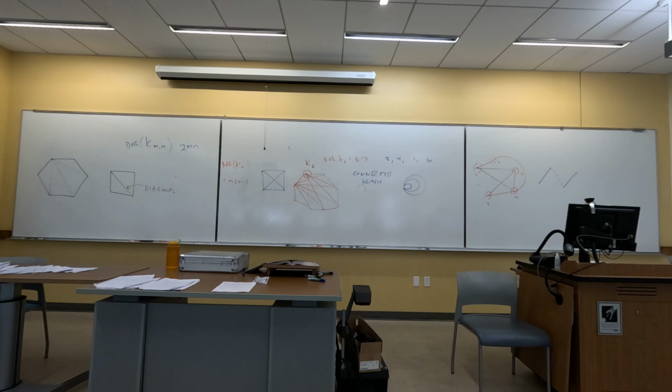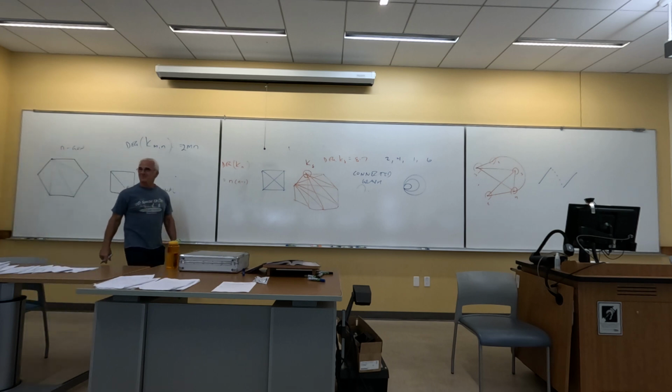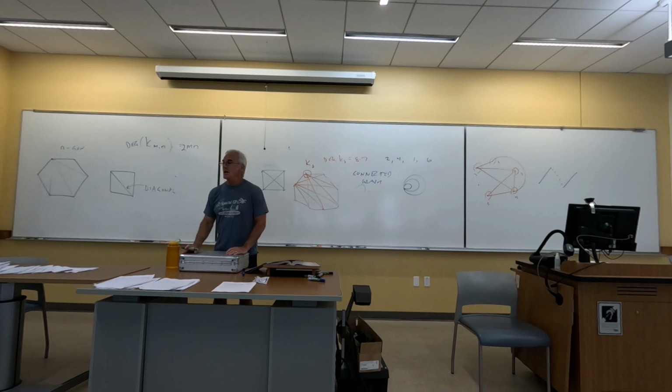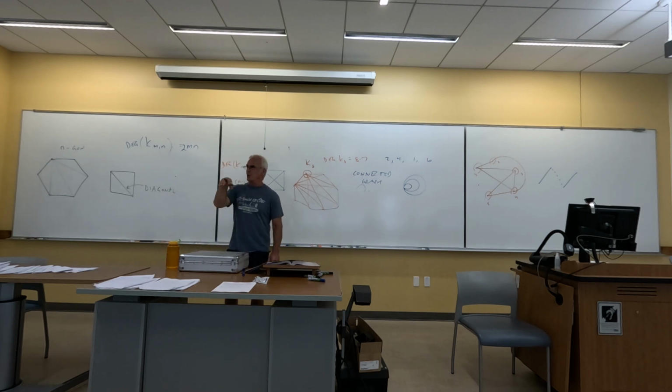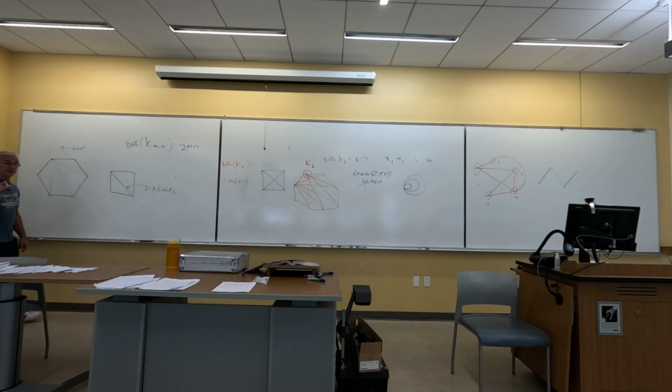Non-adjacent. So, in any, we'll call this an n-gon. That's what I like calling it. N being the number of sides, there can only be 2 adjacent vertices. Agreed? How many non-adjacent vertices are there in every n-gon with more than 3 sides? This doesn't work for a triangle because all the vertices are adjacent. Well, it actually technically does work for a triangle, but n minus 3. There's n minus 3 diagonals.